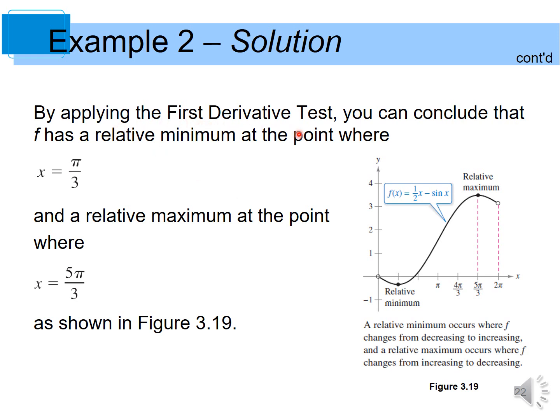By applying the first derivative test, you can conclude that f has a relative minimum at the point where x equals pi over 3. Look at this point. This point is a relative minimum because the slope changed from negative to positive. And we say this point is a relative maximum because the slope changed from positive to negative.